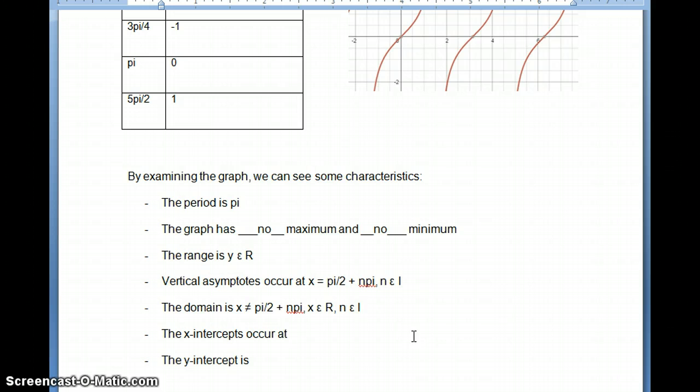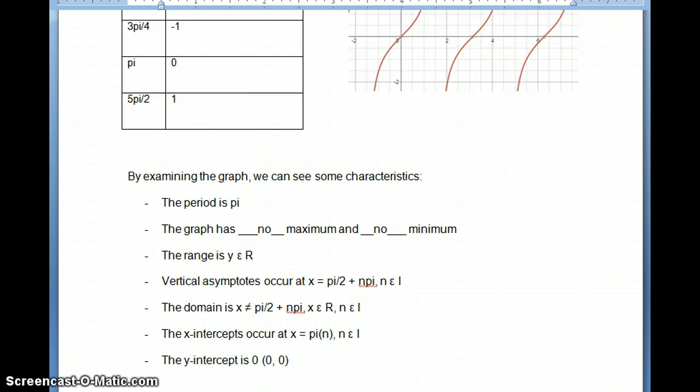They occur when x is equal to pi times n, where n is an element of the integers. So kind of nice that way. We can also talk about the y-intercept. This one only happens once, and that is at your origin. So you can say it is at 0, or you could also write the coordinates (0, 0). Cool stuff.